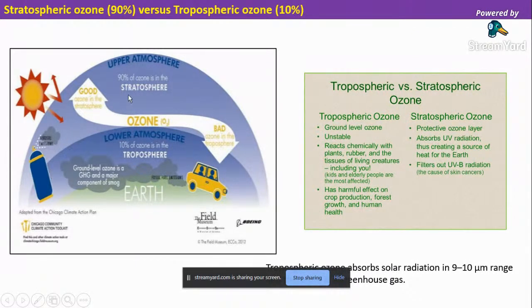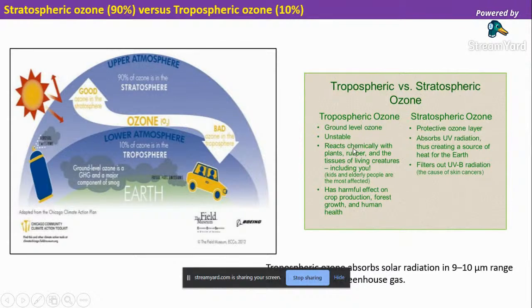If you look at tropospheric ozone versus stratospheric ozone, stratospheric ozone helps us by absorbing UV radiation, so that it does not travel into the troposphere. If it did, it would be very harmful to humans. That way it protects us from harmful UV radiation. So we call stratospheric ozone good ozone.